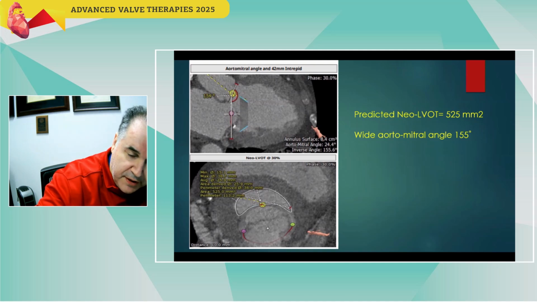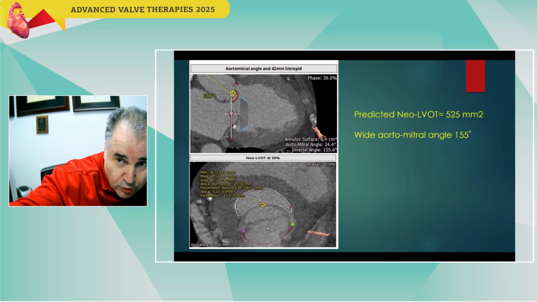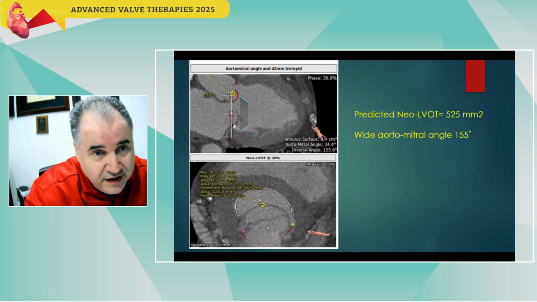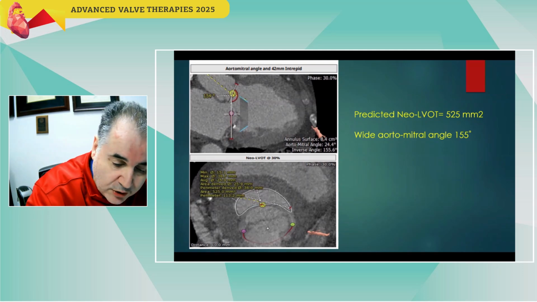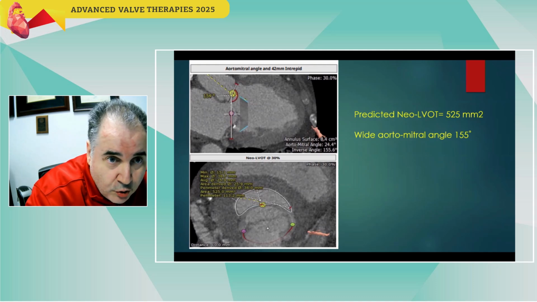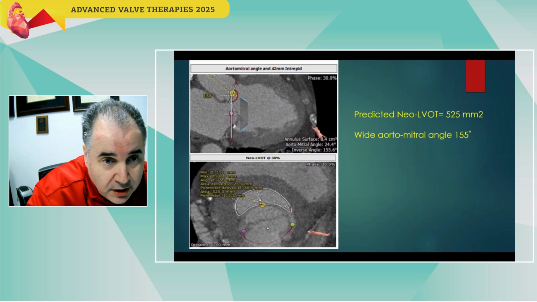So these are very important measurements, and there is always a big discussion between the surgeons and the interventional cardiologists. Of course, if you have a neo-LVOT of 525, there is no discussion about it. The problem is if the neo-LVOT that you get from CT is close to the margins of what is acceptable and what is not.